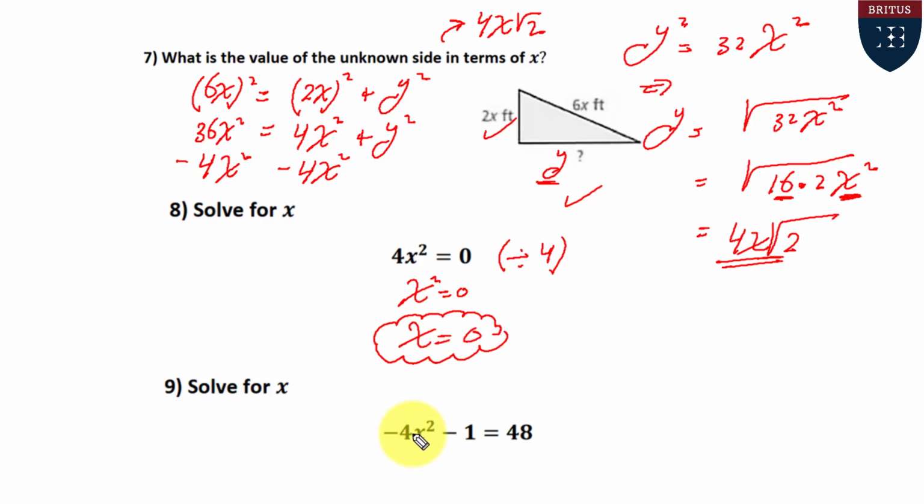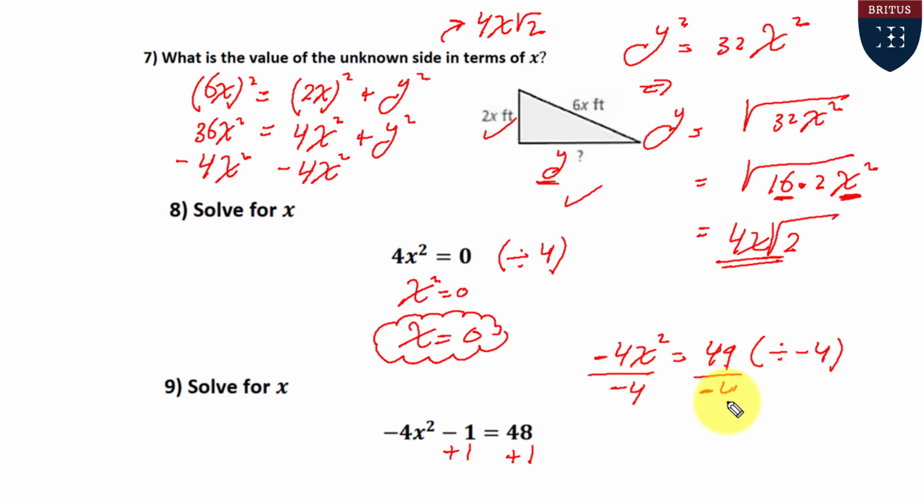What about the equation negative 4x squared minus 1 equals 48? Just isolate x squared by adding 1 to both sides. Now negative 4x squared is equal to 49. But don't forget, guys, the negative sign. Just divide both sides by negative 4 to isolate x squared.